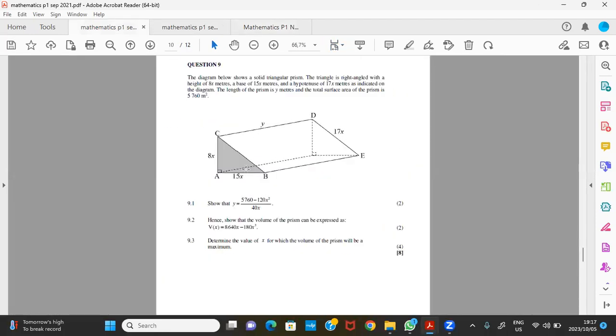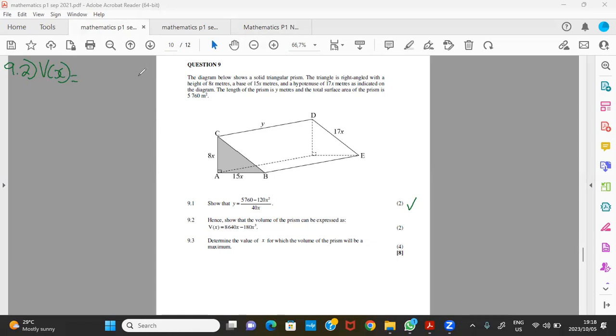Okay. So here we are, 9.2. They say, hence show that the volume of the prism can be expressed as 8,640x minus 180x squared. So here, if you don't know the formula of the volume, then it's a problem.